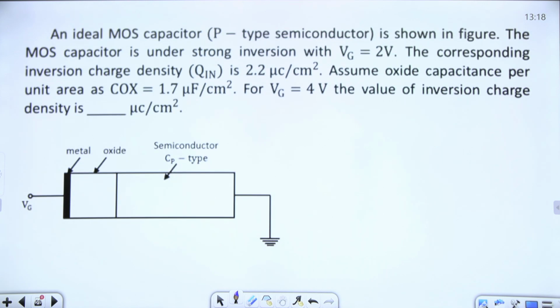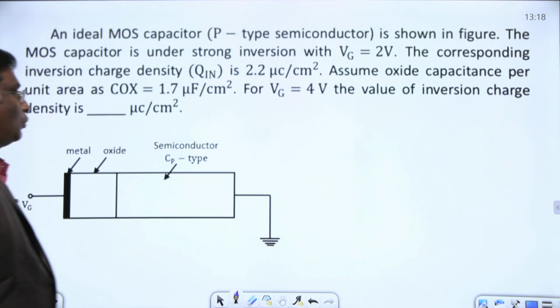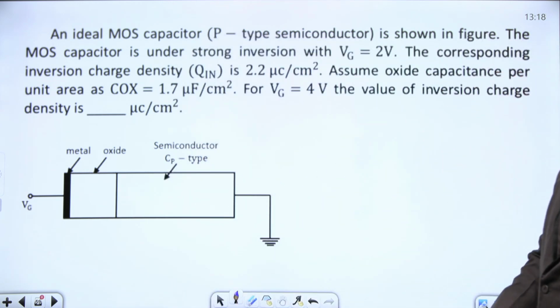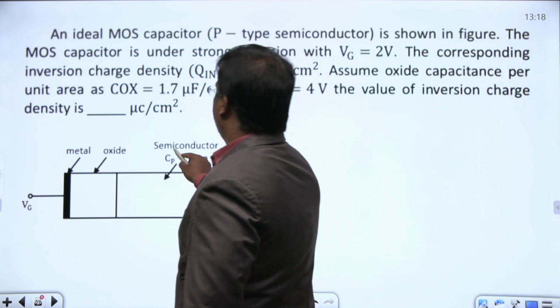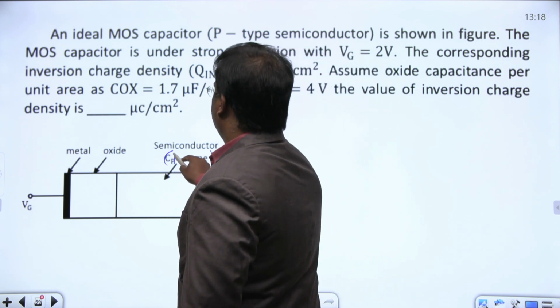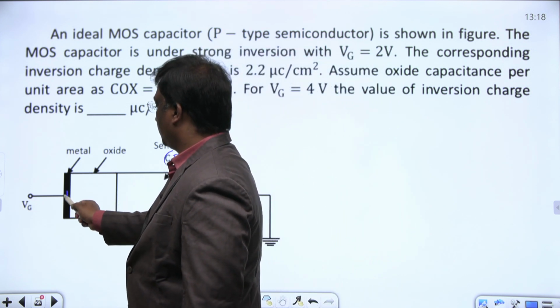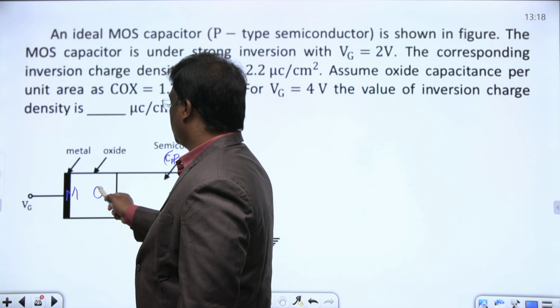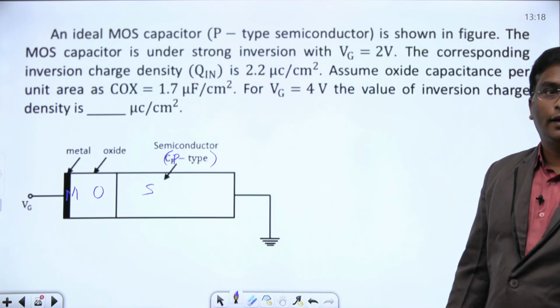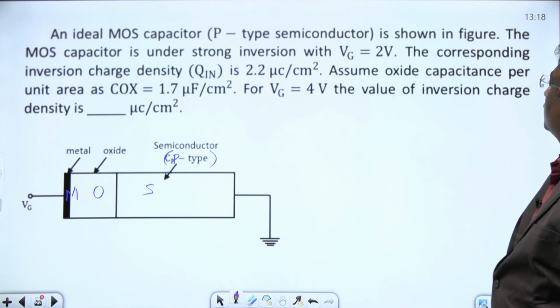Everyone, okay, next question here. This also came from MOSFETs, analog circuits only. Simple expression only. An ideal MOS capacitor. This is a P-type semiconductor. This side is metal, this is oxide, this is semiconductor. Metal oxide semiconductor. An ideal MOS capacitor with a P-type semiconductor is shown in the figure.